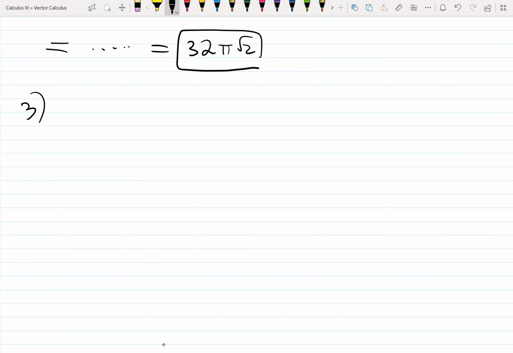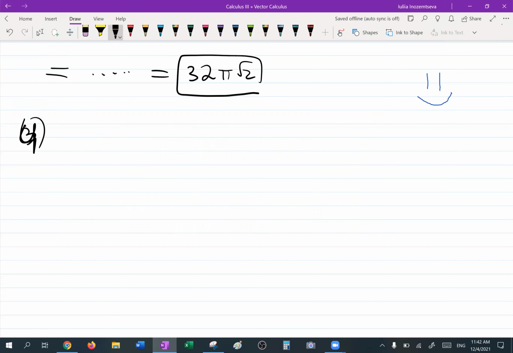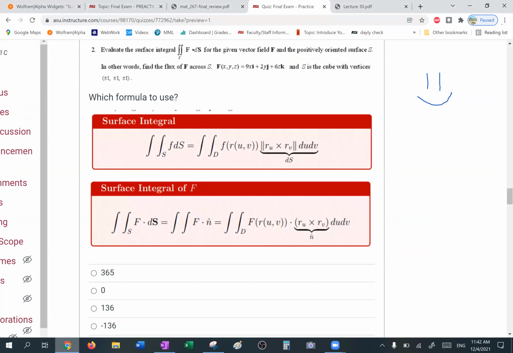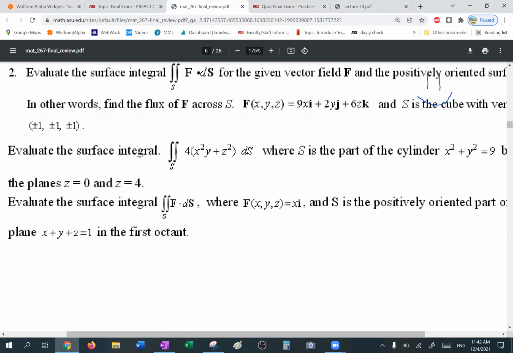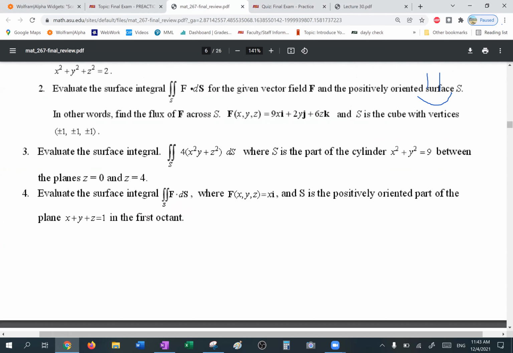Example number 3. Let's see if it's actually decent or not. Example number 3, the solutions will help you out. Oh, it looks very short. No, it's not. Let's see. Oh, it looks not too bad. Example 4 is better. Okay, let's do number 4. So what is the difference? The difference is the two formulas. Go to number 4. Evaluate the integral of F dS, where S is the positively oriented part of the plane in the first octant.